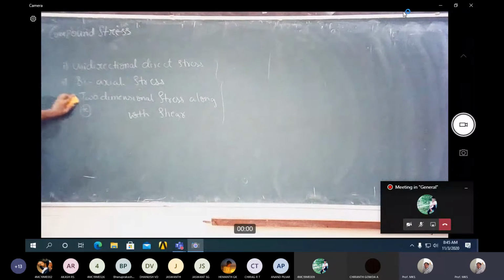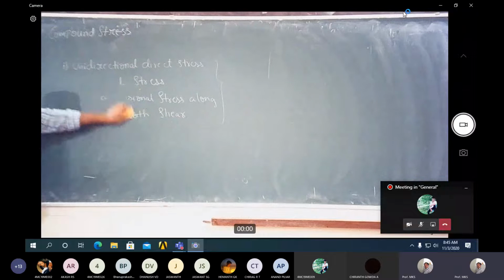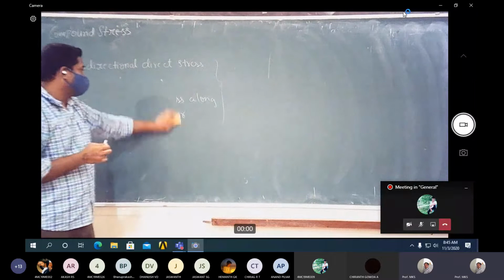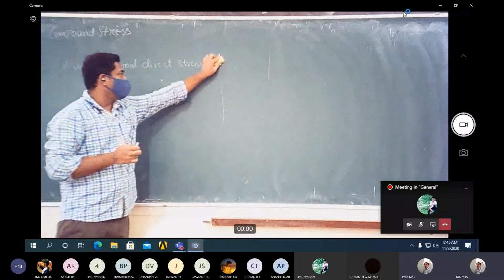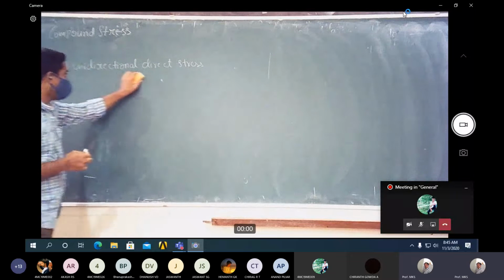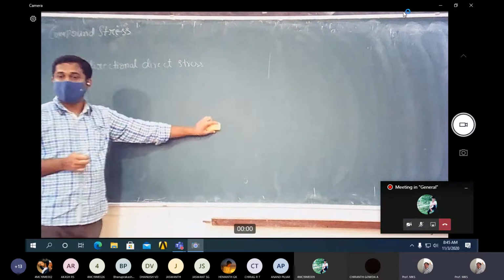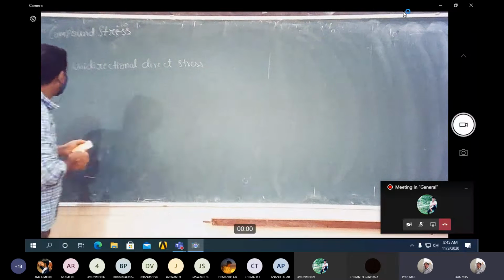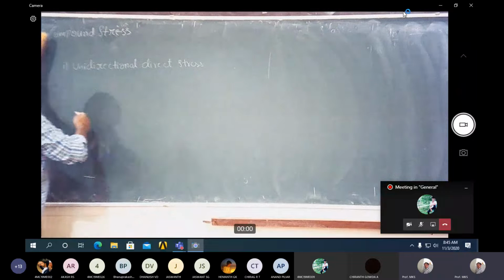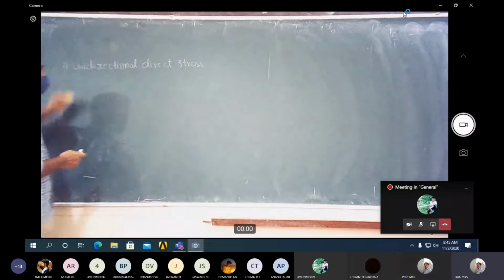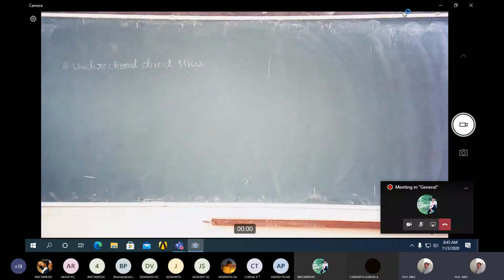So first we'll derive the expression for a unidirectional direct stress. If you understand this one concept, all three are similar. You need to resolve the forces. If you understand how to resolve the force, it is easier. Okay. So we'll derive the expression for a member subjected to unidirectional stress. Note it down.